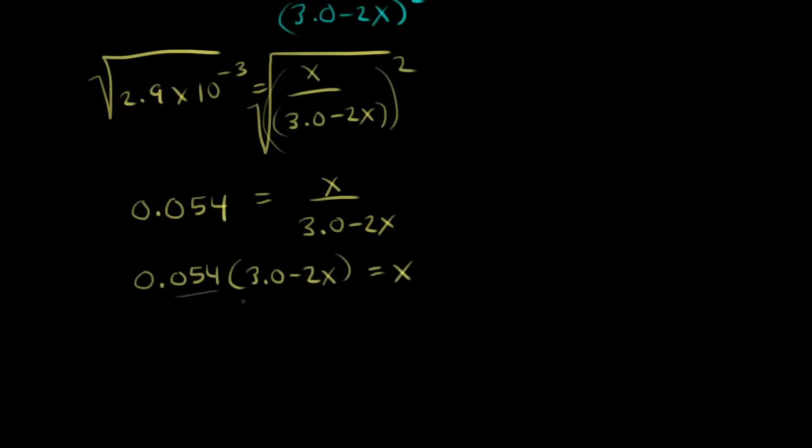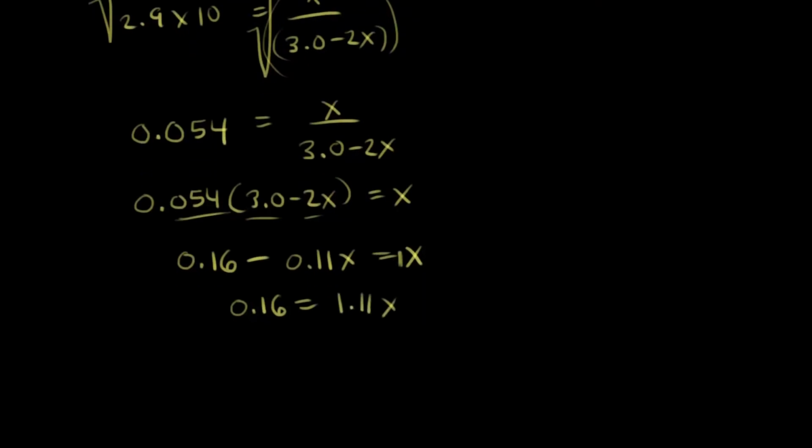So we need to multiply 0.054 by 3, and if you round that, you're going to get about 0.16, and 0.054 times 2 is approximately 0.11. So we have 0.16 minus 0.11x is equal to x. So we have 0.16 is equal to, we put both x's on one side. This is 1x, and this is 0.11x. So 1x plus 0.11x is 1.11x. And so now we need to solve for x.